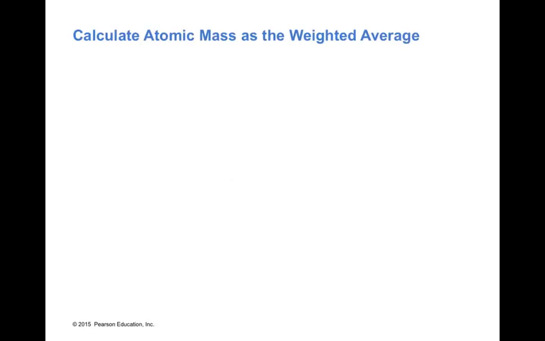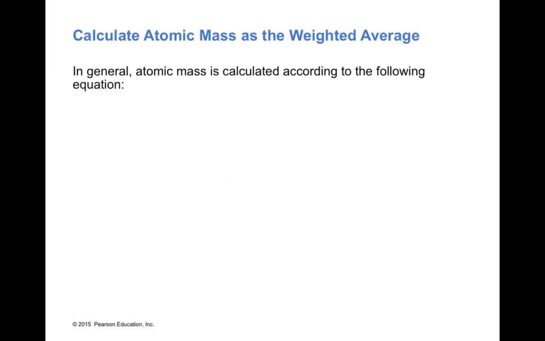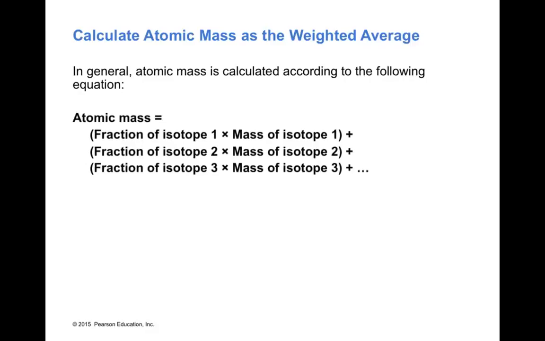So in general, atomic mass is calculated according to the following equation. The atomic mass is going to be the fraction of the isotope. This is the decimal part, okay? If we have the natural percent, we divide by 100, times the mass of the isotope, okay? So if we have 5 different isotopes for the same element, we're going to do this 5 times.